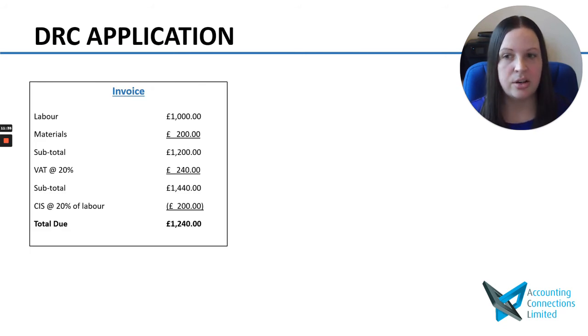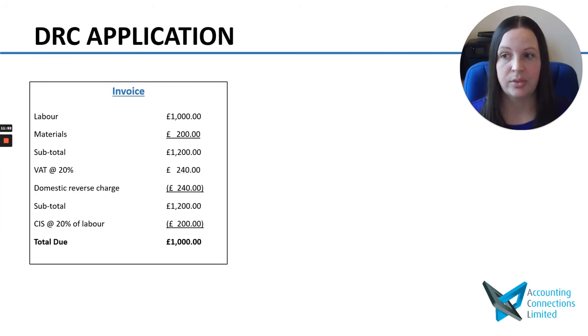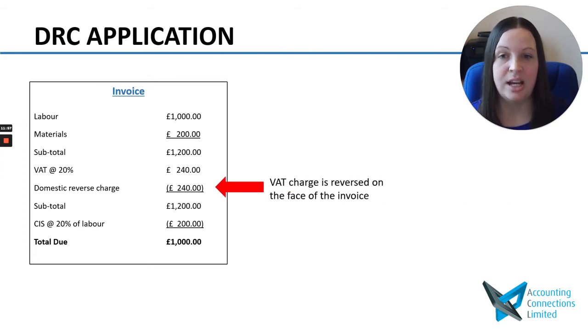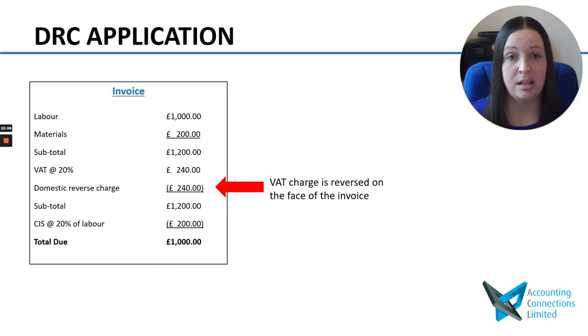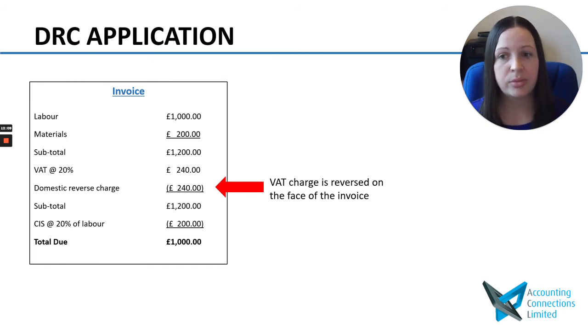So let's take a look at the actual application of the domestic reverse charge. How does it look on your invoice? Here we have the invoice example that I gave earlier, and we're going to say that this applies to domestic reverse charge. That is what the new invoice looks like. You will see here that the VAT is actually reversed on the face of the invoice. So you still charge VAT and you still show how much VAT is chargeable on the invoice, but you reverse it out so that nothing is payable.